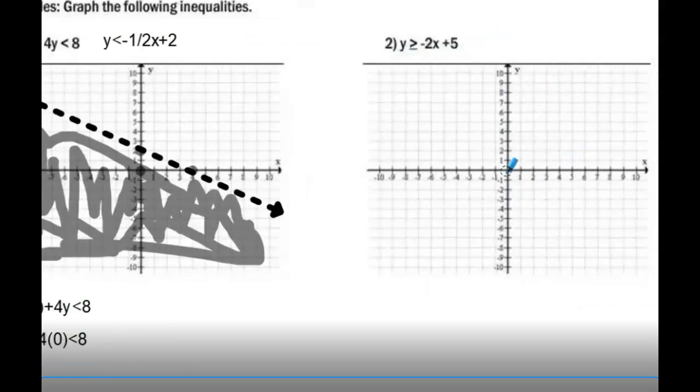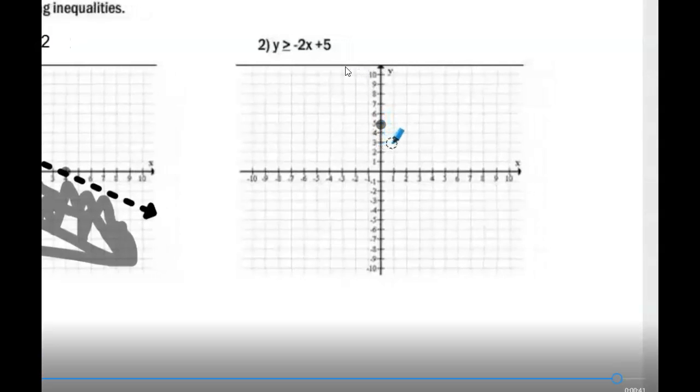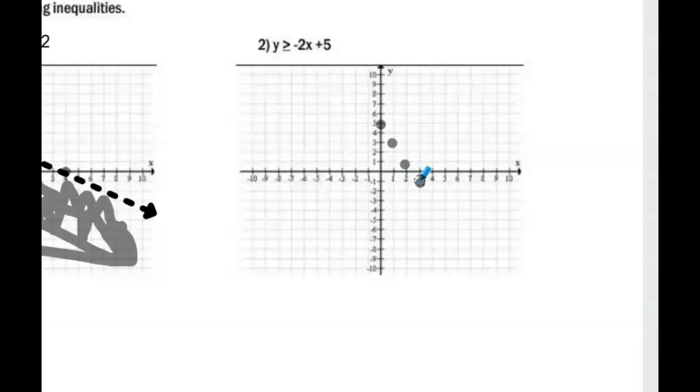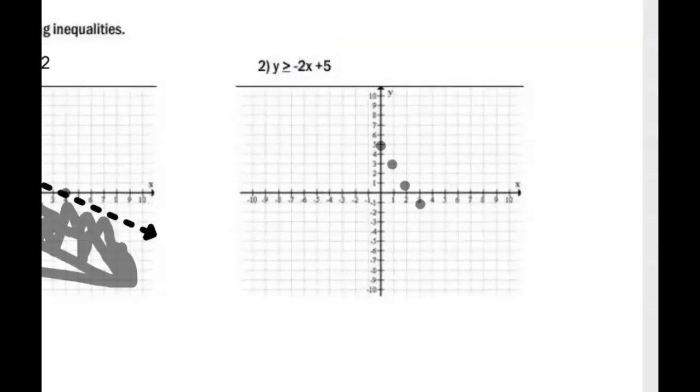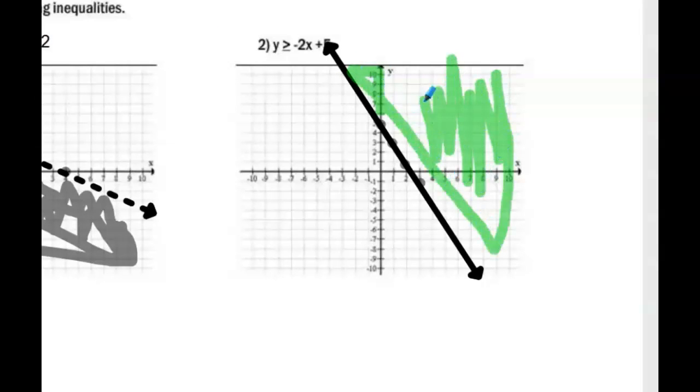Lucky for us, example number 2 is in slope-intercept form, so we don't have to worry about that. We're going to plot our y-intercept and then apply our slope. So it goes through 0, 5, down 2 over 1, down 2 over 1, down 2 over 1. My line is solid because it's greater than or equal to. And then again, the y values are greater than. So that tells me we shade above that line. So we're going to shade above the graph.